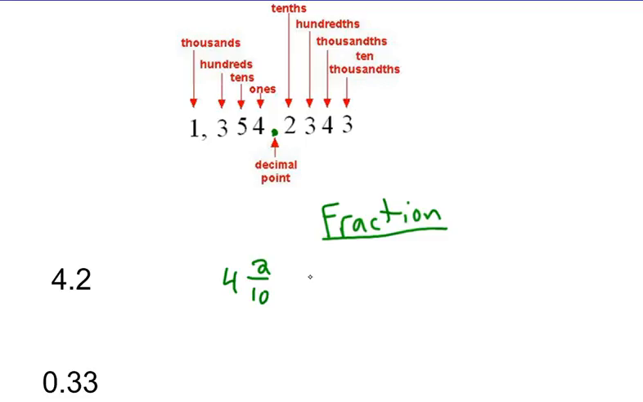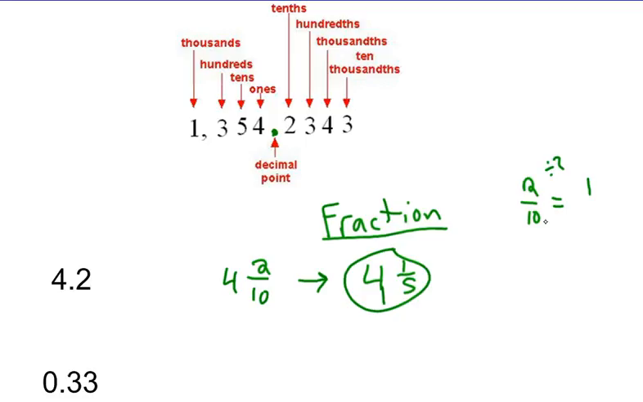Now technically this can be reduced farther. It'd be 4 and 1/5. And the reason for that is 2 tenths. If you reduce 2 tenths, you can divide both the top and the bottom. There's a factor you can take out of it. So you can divide them both by 2. You divide this by 2 and you end up getting 1. And also divide this one by 2, and that would be 5. So that's where we get the 1/5.